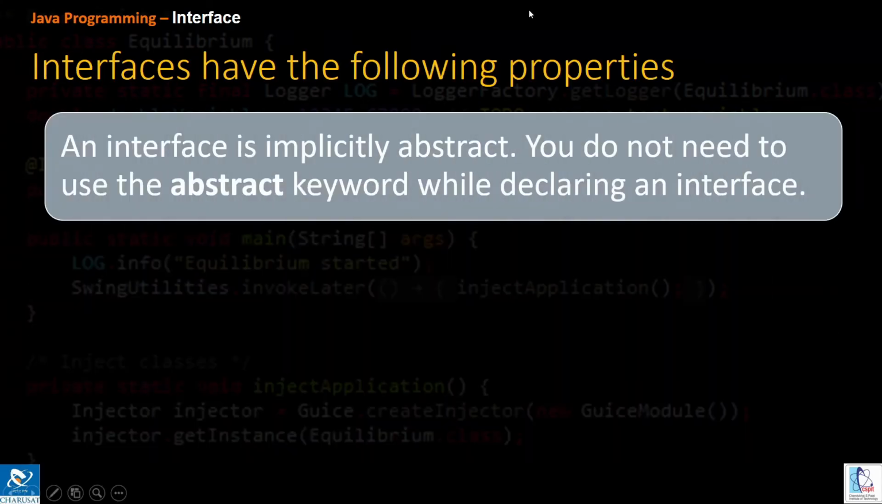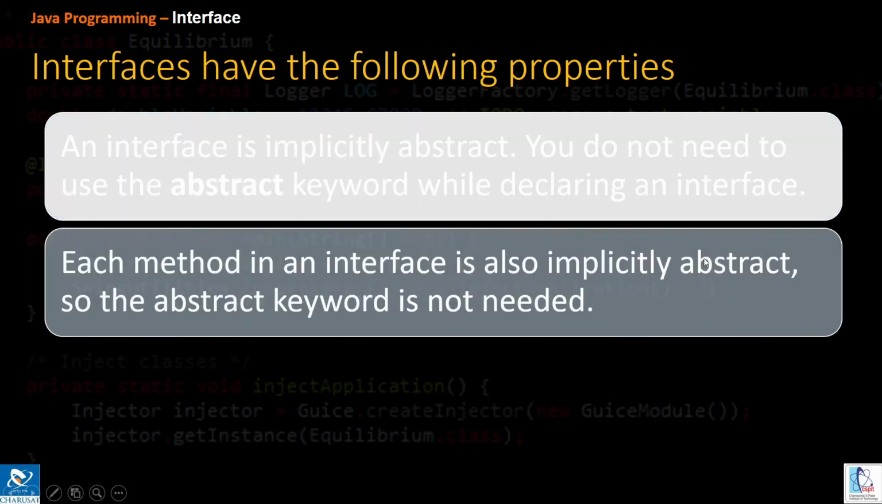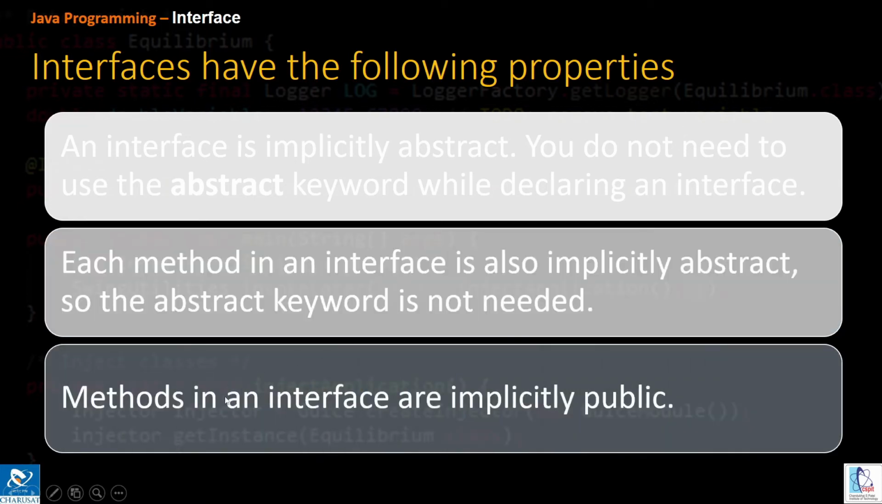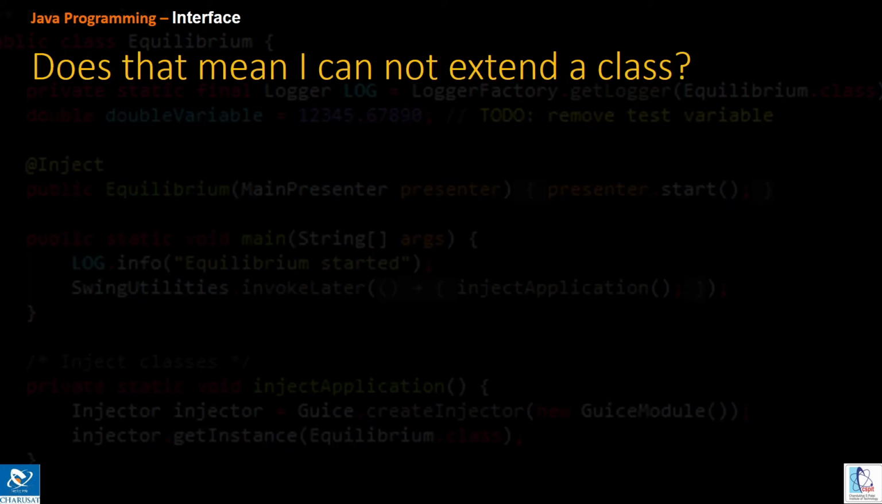Let's go ahead. Interfaces have the following properties. The interface is implicitly abstract. You do not need to use the abstract keyword while declaring an interface. By default, it is abstract. Each method in the interface is also implicitly abstract, so the abstract keyword is not needed, as we have seen. And methods in the interface are implicitly public. Remember this thing.